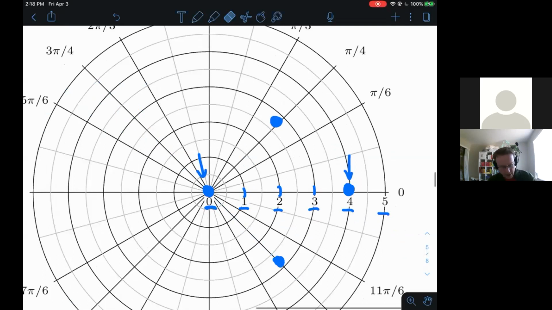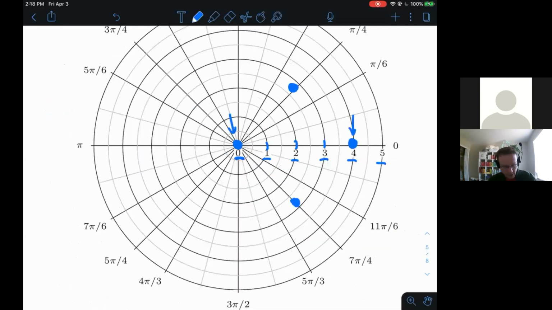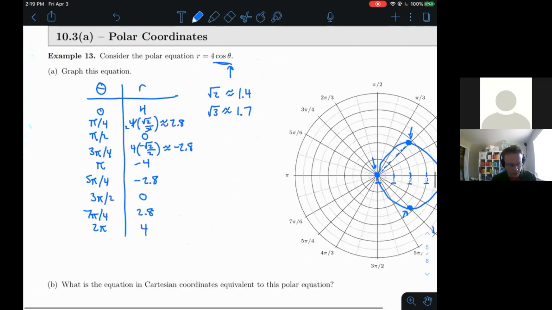If I'm looking in the 5 pi over 4 direction, again, it's telling me to go backwards 2.8. So I'm going to map this point actually again. And then finally, if I'm looking in the 7 pi over 4 direction, it tells me to go out positive 2.8. So I map this point again. So if we follow all of these points, we go from here to here to here to here to here. And that's when we're going from 0 to pi. So from 0 to pi, we hit all of those points.